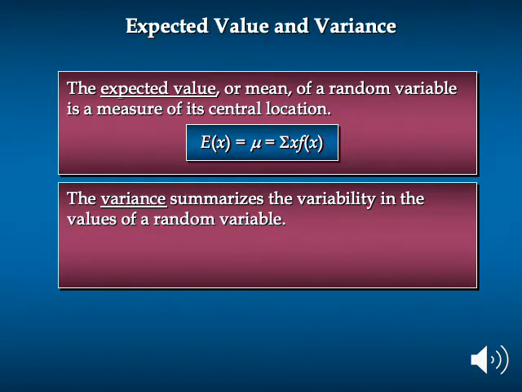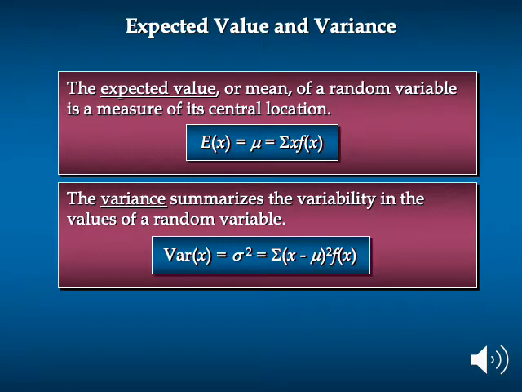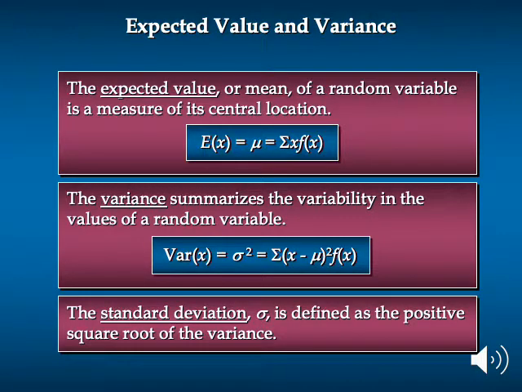The variance summarizes the variability in the values of a random variable. And again, the formula is starting to get a little bit more complicated. But as you'll see when we do the calculations, this is easy for us to do when we're using Excel. By the way, after you get the variance, the standard deviation, which is signified by the Greek letter σ, is defined as the positive square root of the variance.